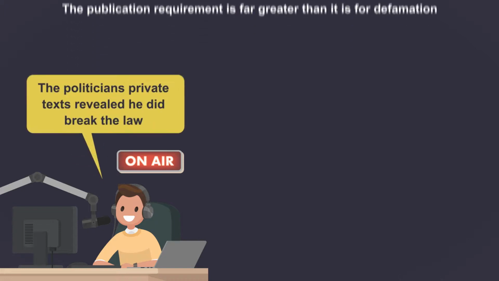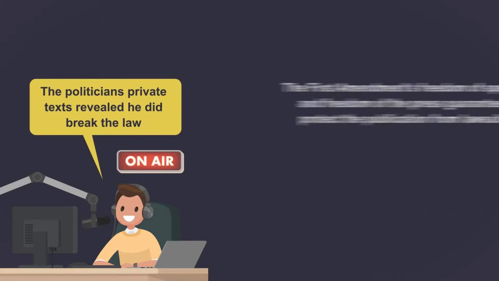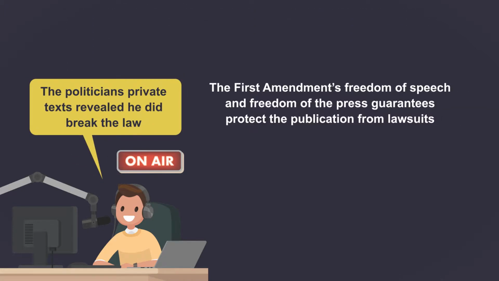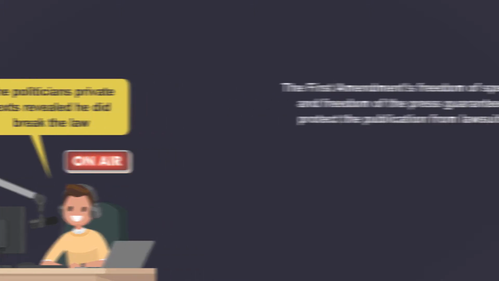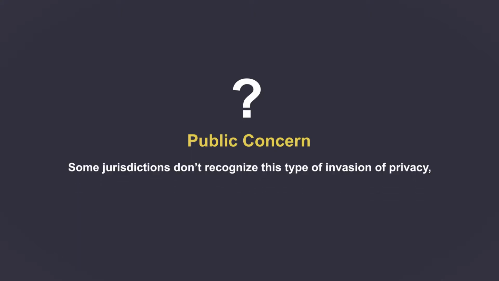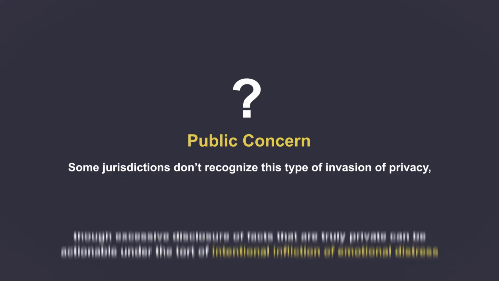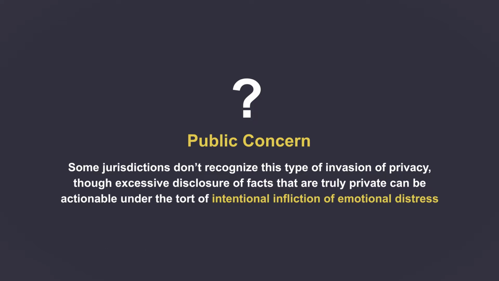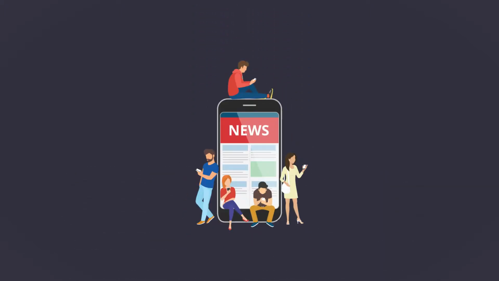If the matter is the subject of legitimate public concern, then the First Amendment's freedom of speech and freedom of the press guarantees protect the publication from lawsuits. Because of the complexity of determining what is a public concern, some jurisdictions don't recognize this type of invasion of privacy, though excessive disclosure of facts that are truly private can be actionable under the tort of intentional infliction of emotional distress. The question of whether a story about a public figure is newsworthy is complex and fact-specific.